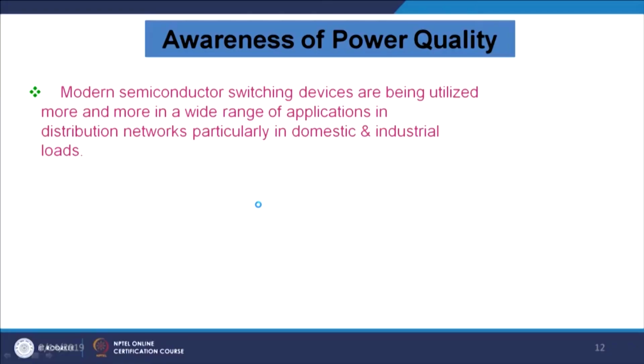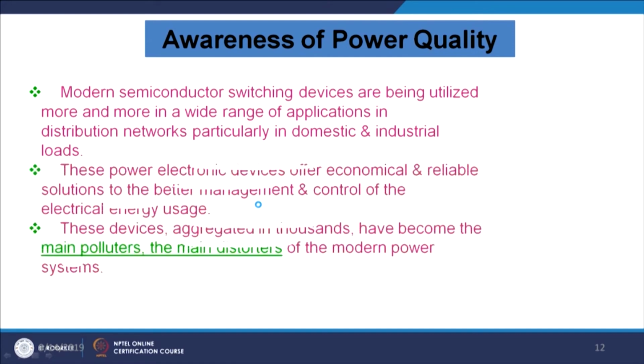If it is a government supply, we do not have a problem. Now, we have multiple power suppliers run by private agencies, and they charge commercially. For this reason, they have a liability to give you clean power, and you also have to pay more for it. Moreover, modern semiconductor switching devices are being used more and more in a wide range of applications in the distribution network, particularly in domestic and industrial loads. We have discussed these issues. These power electronics devices offer economical, reliable solutions for better management and control of electrical energy.